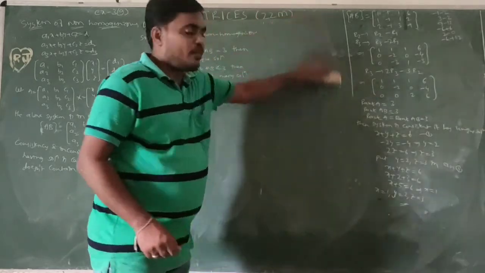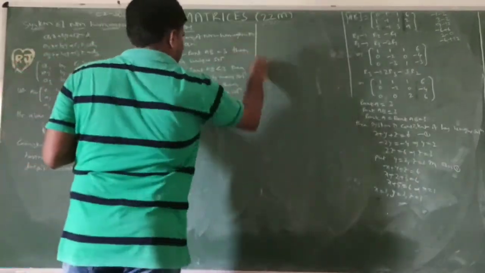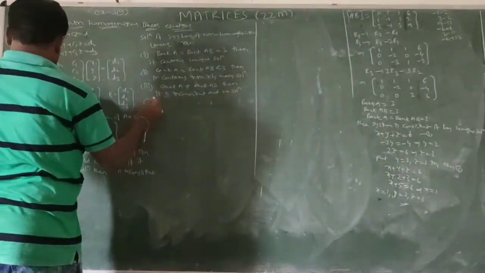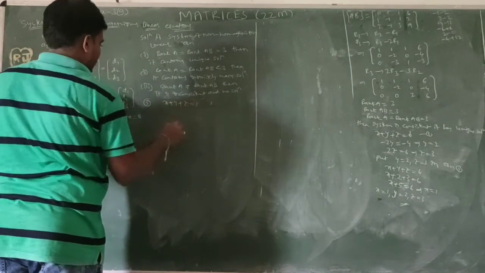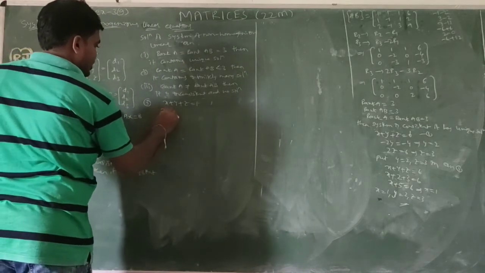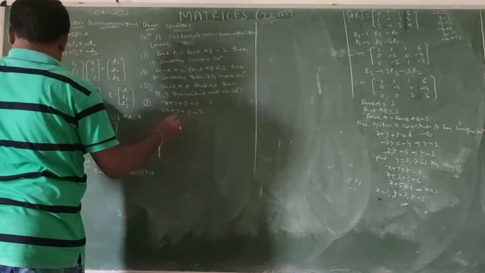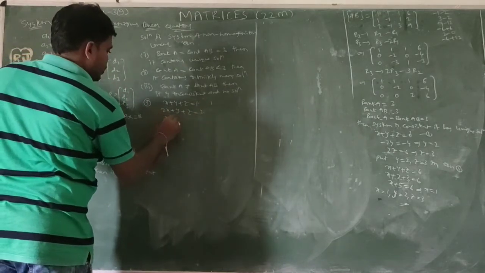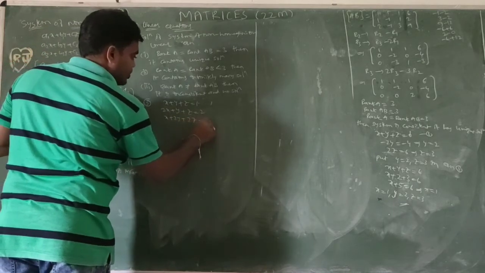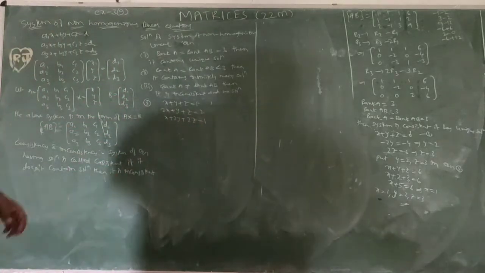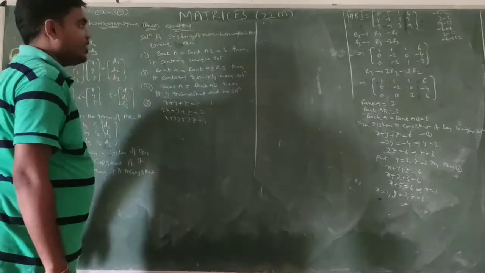The third one we will do. The third one is x plus y plus z equal to 1, 2x plus y plus z equal to something, x plus 2y plus 2z equal to 1. So this system we will solve, and we will check which condition it satisfies.